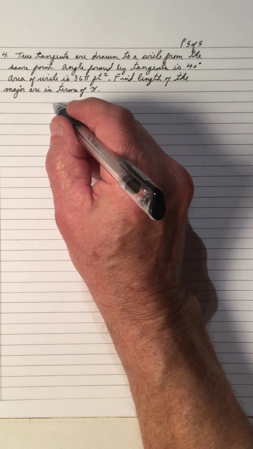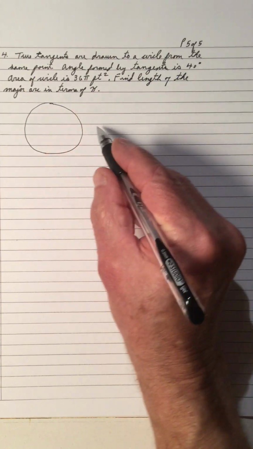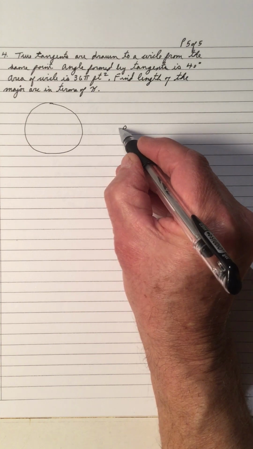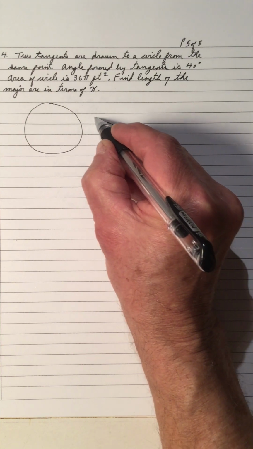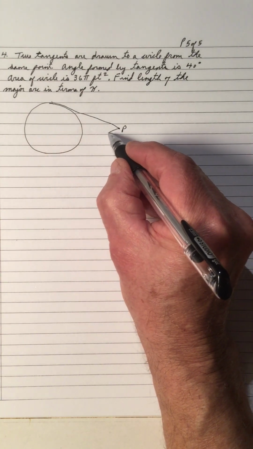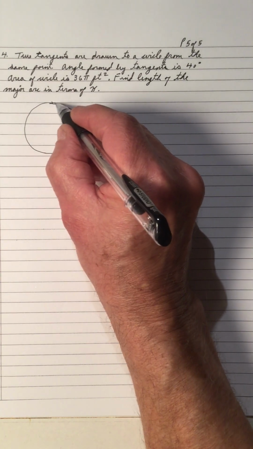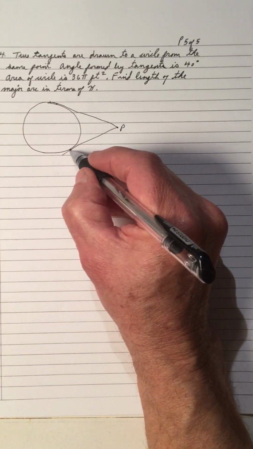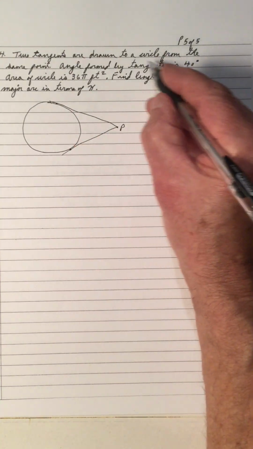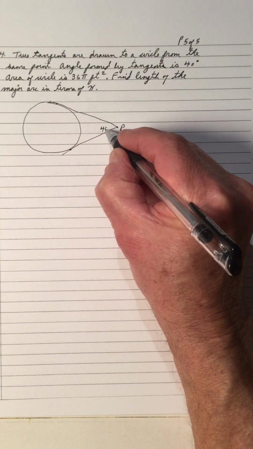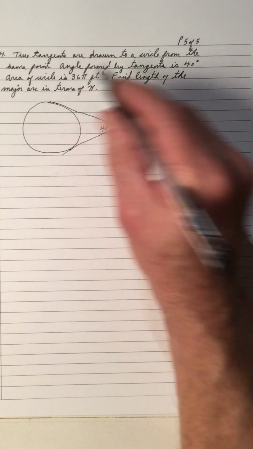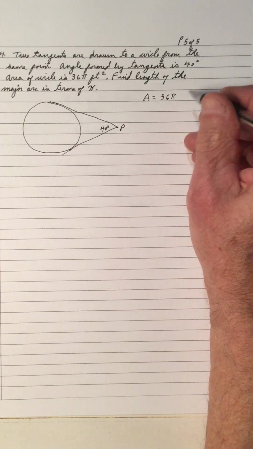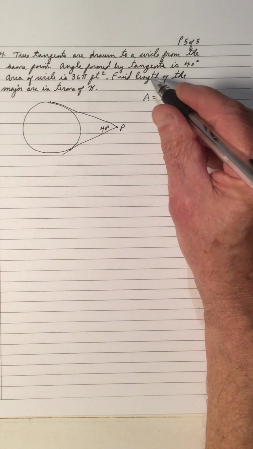So let's draw a little diagram. Two tangents are drawn from the same point. So let's pick this point here and call it P. So two tangents are drawn to the circle from this point. I always like to draw a little sketch. So the two tangents are drawn touching the circle at a point, and the angle formed by the tangents is 40 degrees. So that's 40 degrees here. And the area of the circle is 36 pi square feet. Find the measure of the major arc.